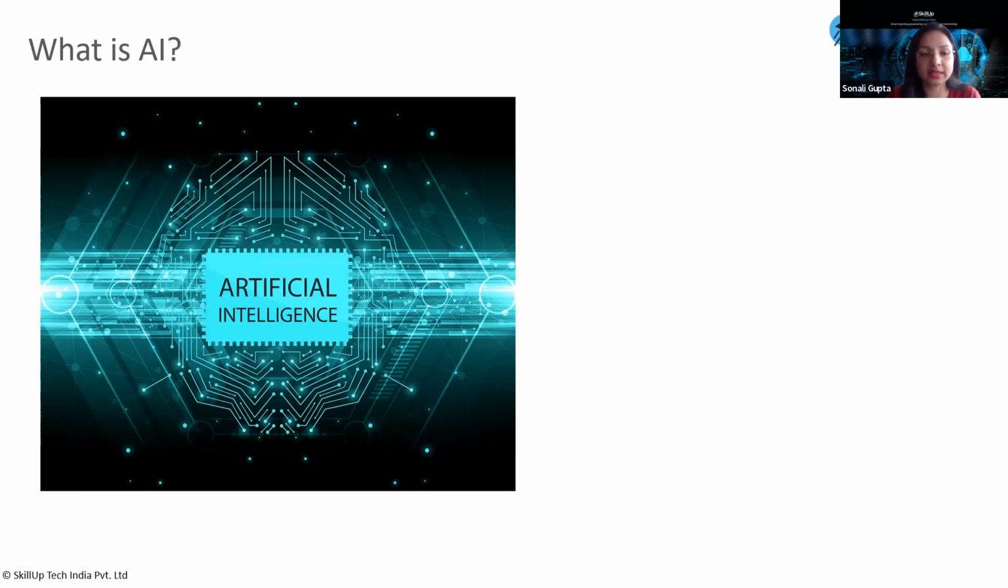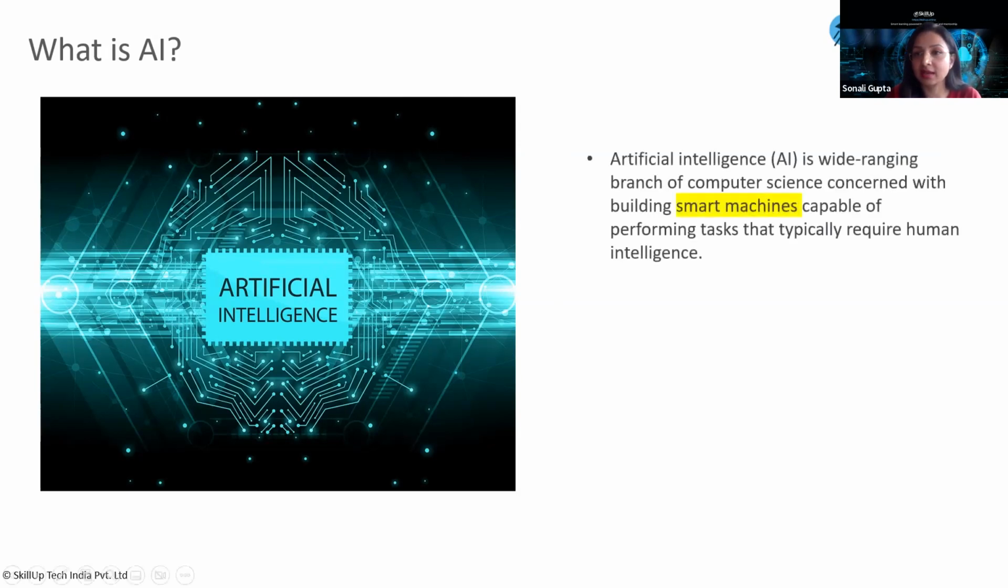Okay, so let me just come up with the answer. So what is AI? AI basically is a branch in which we build very smart machines, which are indeed capable of performing different tasks that typically require human intelligence. Yes, Suma, definitely, it's a machine mimicking human-like intelligence.